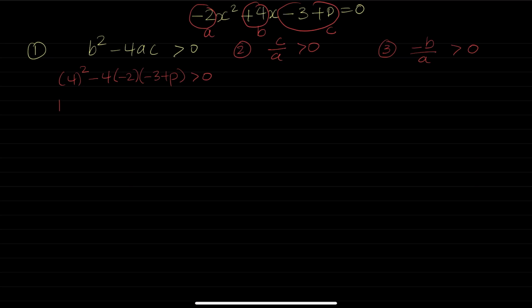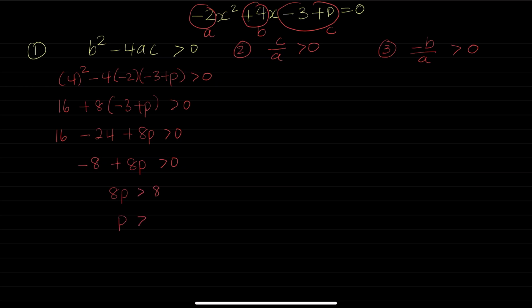Let's simplify. 16 plus 8, open bracket, minus 3 plus p, greater than 0. Then 16 minus 24 plus 8p is greater than 0. 16 minus 24 is negative 8, plus 8p is greater than 0. 8p is greater than 8. That means p is greater than 1. So that's the first condition. P must be greater than 1. Now we must look at the other two.